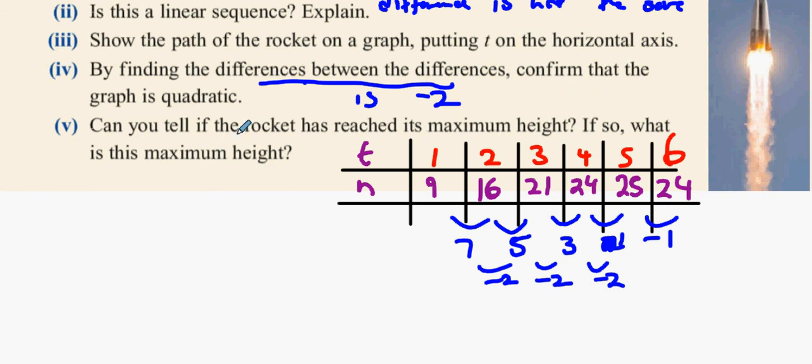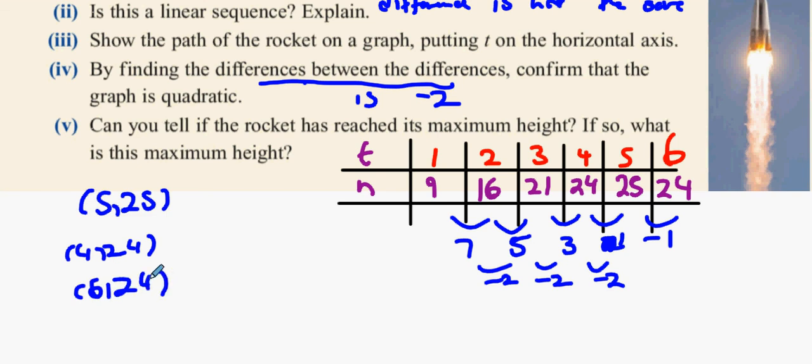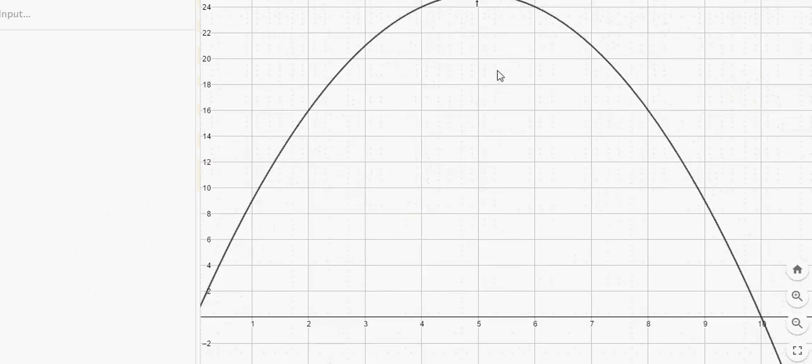Can you tell if the rocket has reached its maximum height? If so, what is the maximum height? Can we tell the rocket has reached its maximum height? We can, because it's 24 on either side. So you say maximum is 25. This is the maximum because either side of it is 24 and 24. This means that this graph is symmetrical and that 25 is the middle. Symmetrical means if I was to cut this down the middle, like a face, wouldn't it be perfectly balanced? That's what symmetrical means, okay?